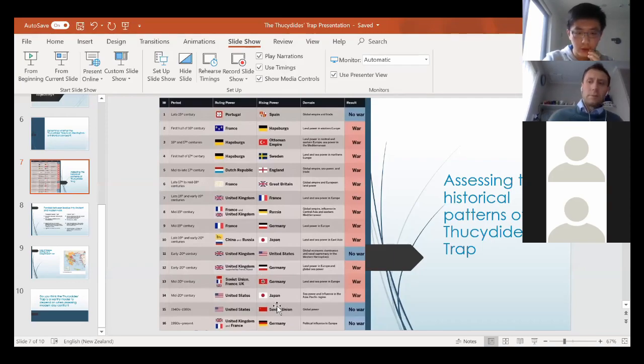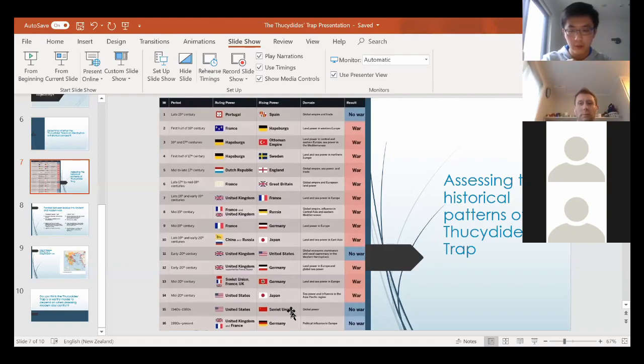I think it forgot to include one, but you guys would agree that Britain was the power in the beginning of World War II, and then America was the dominant power after World War II. But why didn't a conflict break out between those two?